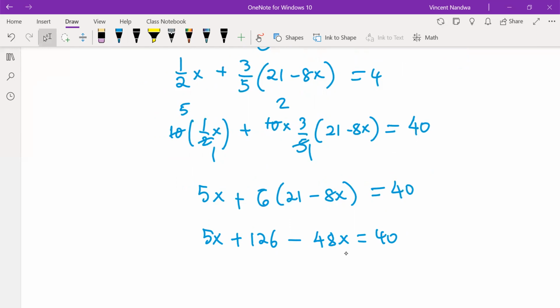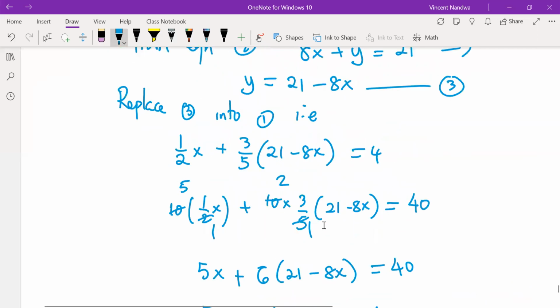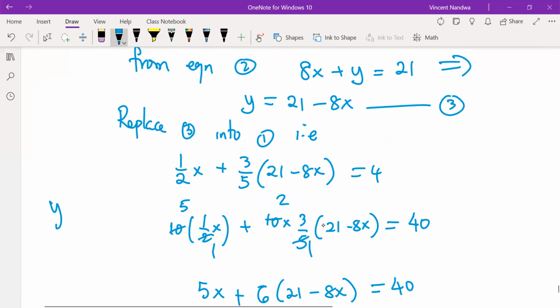So 5 minus 48 is minus 43 x equals 40 minus 126, which is minus 86. So it tells us that x equals minus 86 over minus 43, which is 2. And so y will be 21 minus 8 times 2. So 21 minus 16, you get 5.